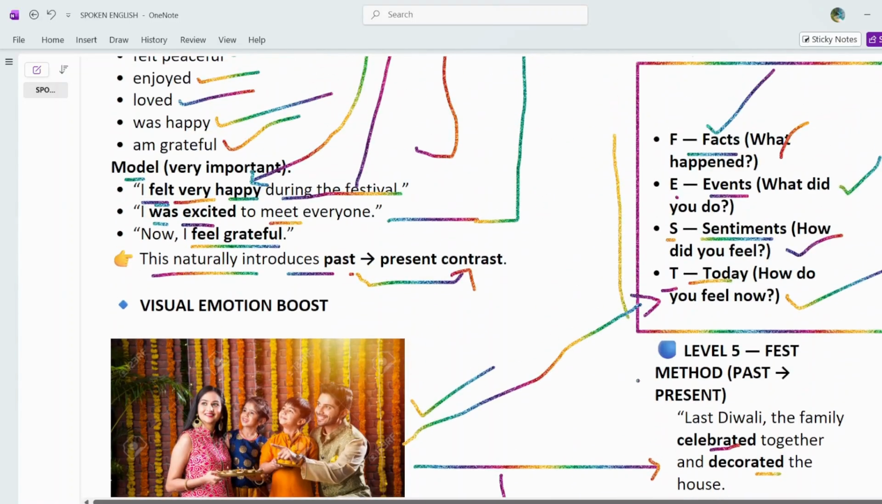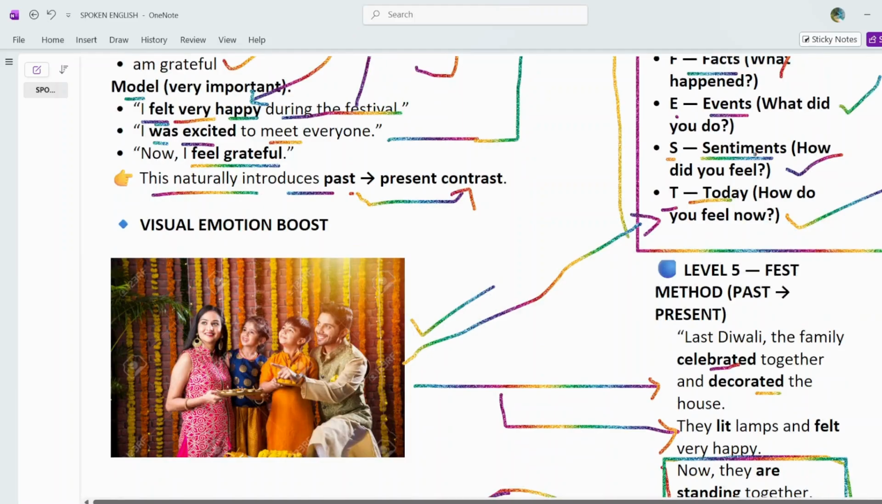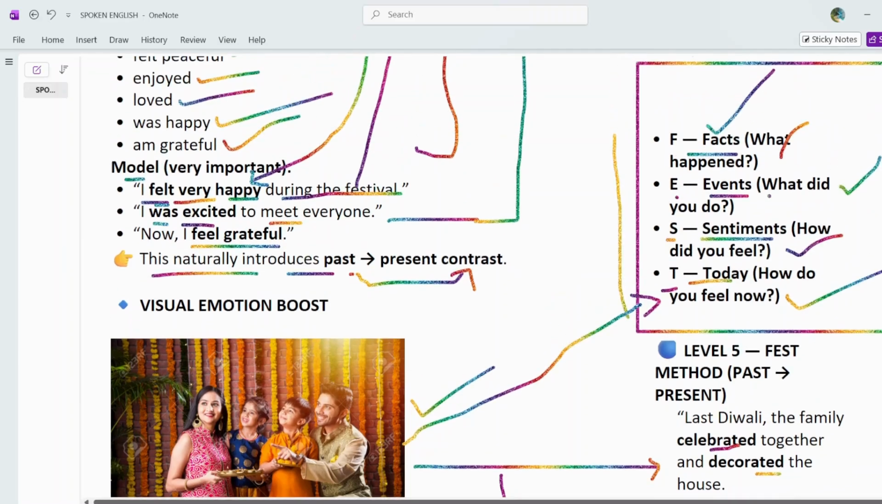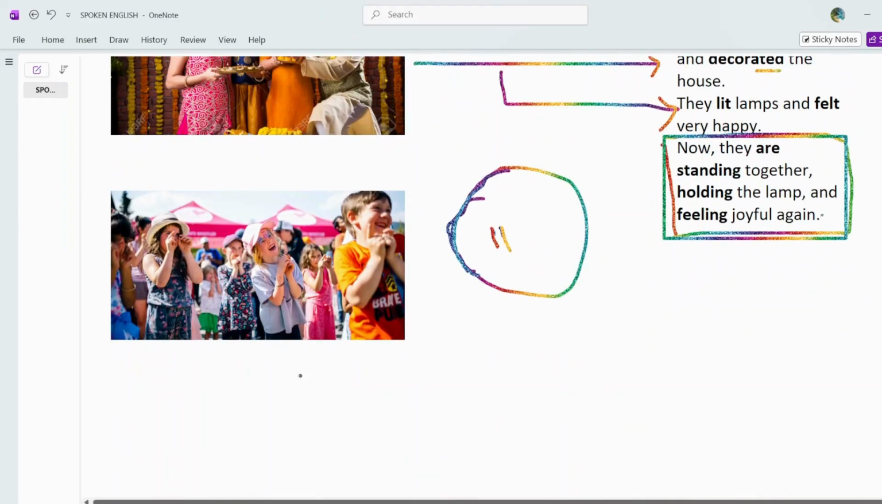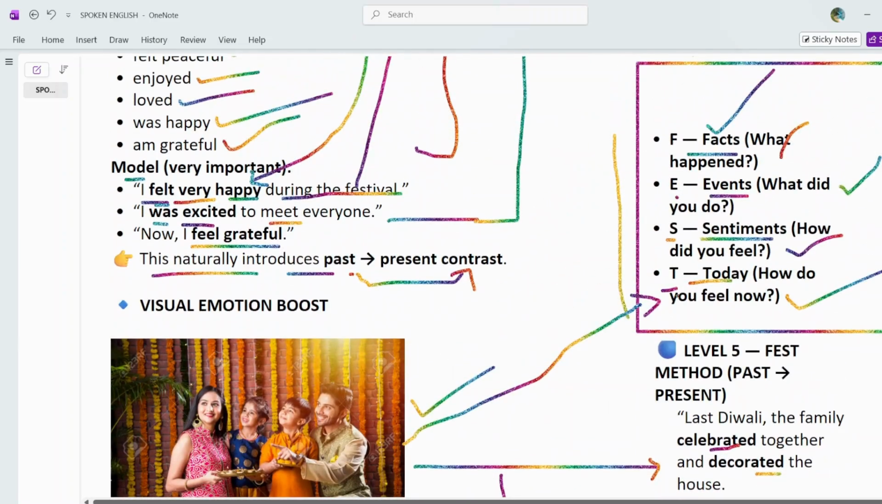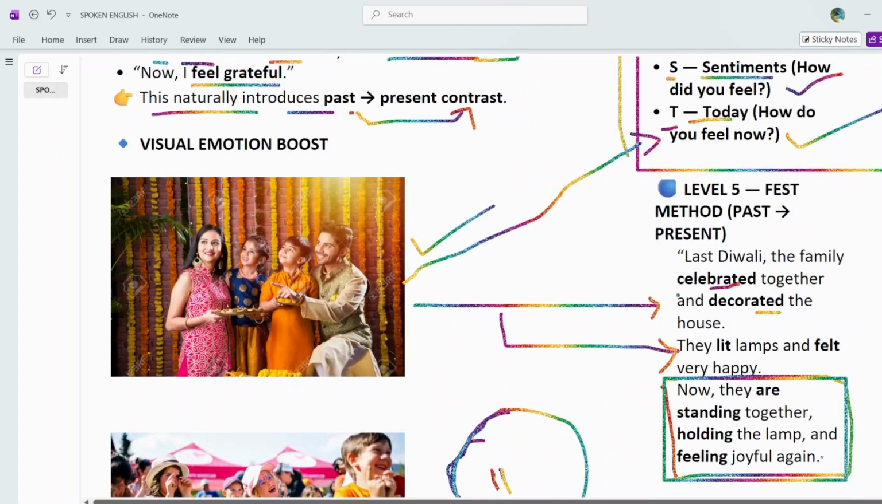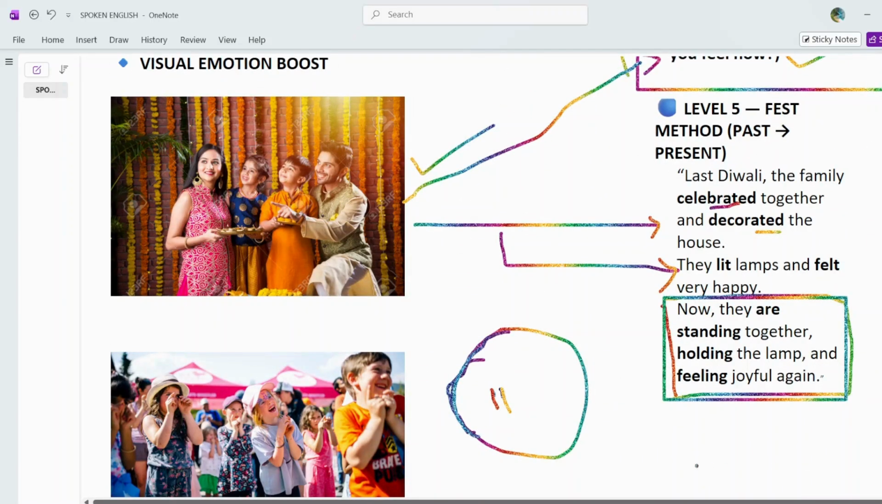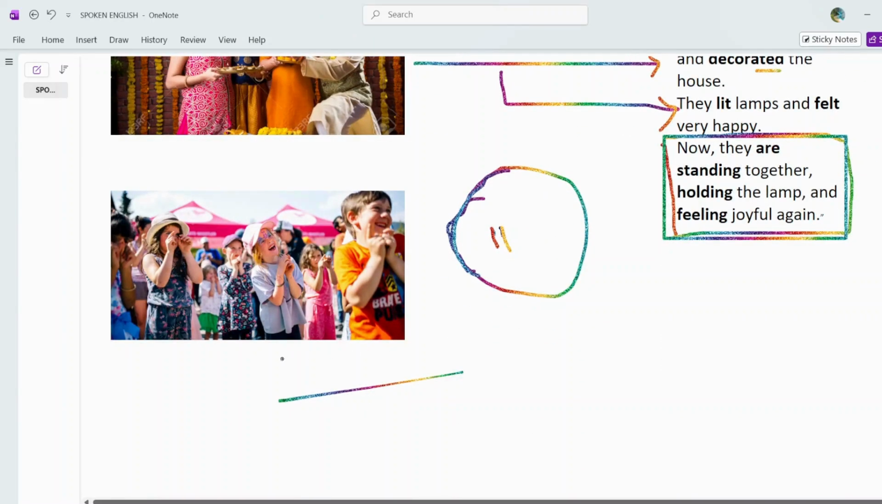And again, just for a short revision, F is for facts, that is what happened. E is for events, S is for sentiments, and T is for today. That is, how do you feel now? Sentiments means how did you feel, or how they felt when you're describing. Events, what did they do? Facts, what actually happened in this picture. All right. So the strategy is past plus present using the FEST method. It's very simple. I just want you to look at this example that I just read out, and you can form your sentences for this particular picture. Please pause the video and do the needful.